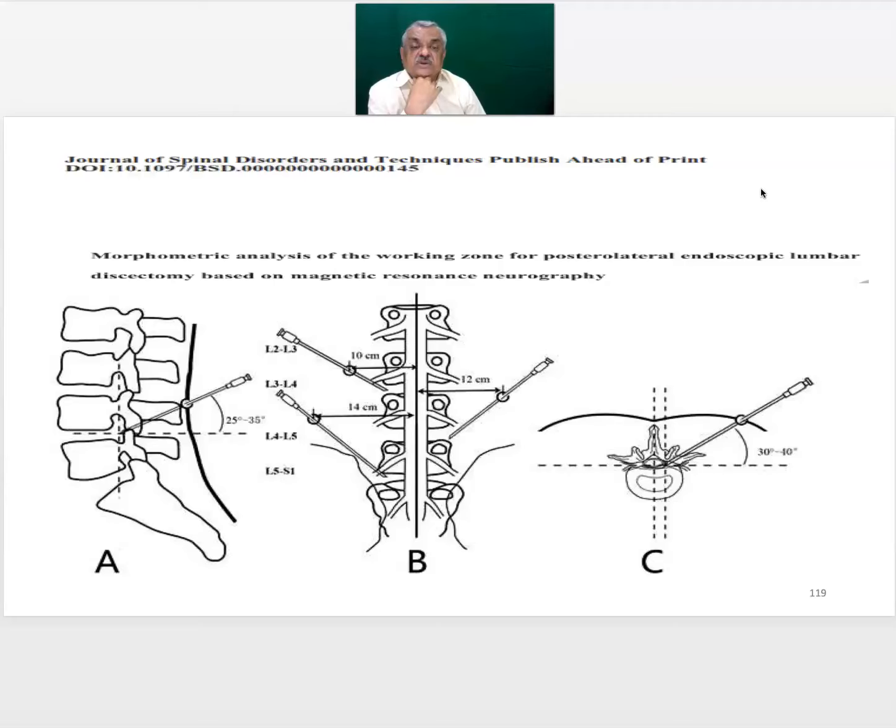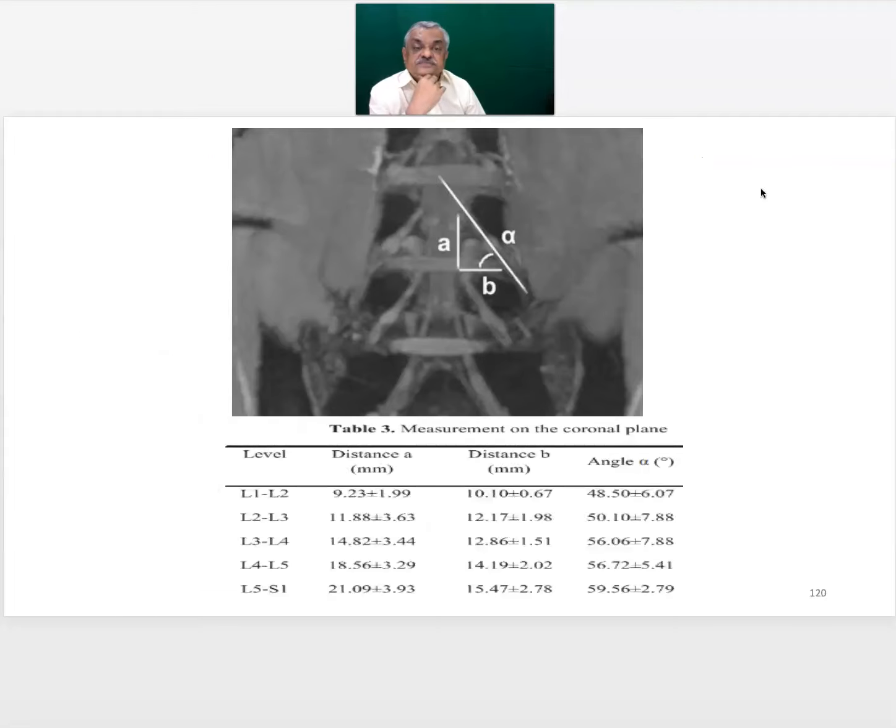Now this is a paper talking about morphometric analysis of the working zone of the posterolateral endoscopic lumbar discectomy based on MRI. So it is talking about our line drawings, our targeting the foramen, landing in the foramen for surgery, and what are the distances, etc. And the paper tells us the measurements on the coronal plane, the height, the base, and the hypotenuse of the triangle. And of course, it is talking only about the height and base, and it is giving an angle about the exiting nerve.